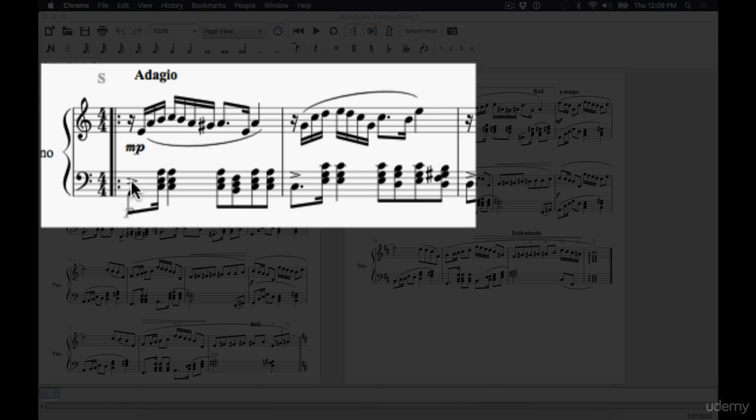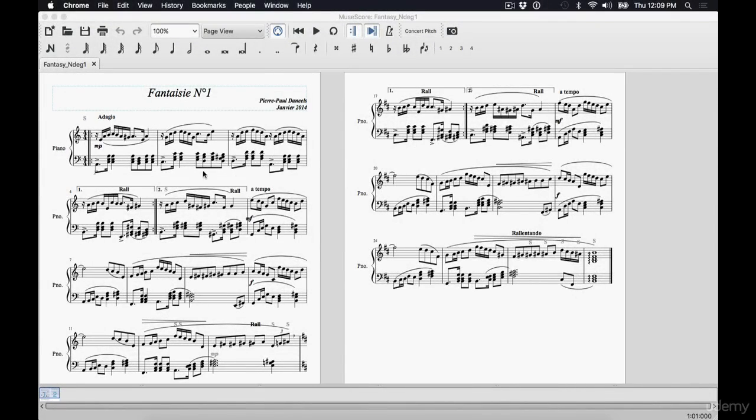This symbol here tells us we want an accent on it. So this one note gets an extra loud moment. And here, this is telling us different speed things to do. This symbol here is telling us to get louder over time. This symbol here is telling us to get quieter over time. So there's a lot of different information contained in a score.